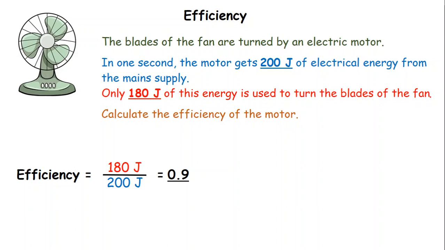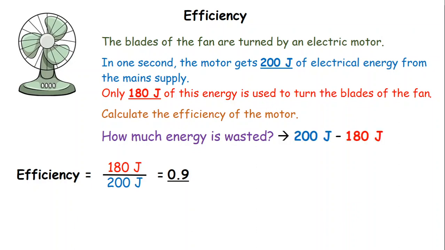Something else that you might be asked is how much energy is wasted. To find how much energy is wasted, you have to take the input energy and you have to take away the useful energy output. So in this case, this would be 200 joules minus 180 joules, and this gives us 20 joules of wasted energy.